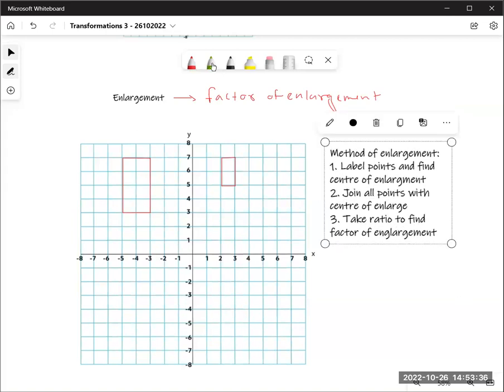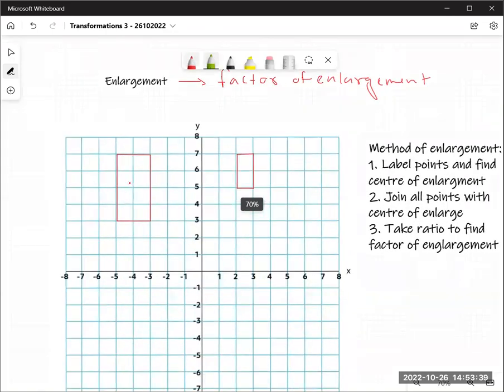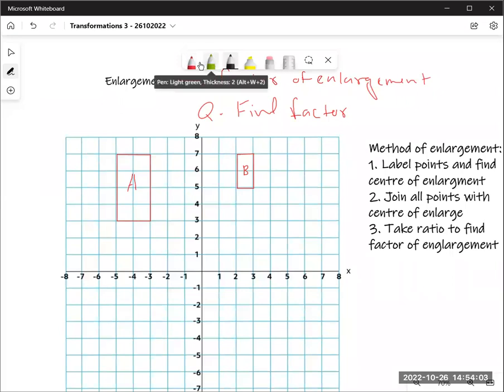How does this work? Well, I have two shapes here, shape A and B. Now, Manvi, work with me. If I tell you the question is to find the factor, well, first thing we need to know is where is the center. We also need to find the center of the enlargement. How do we find it?